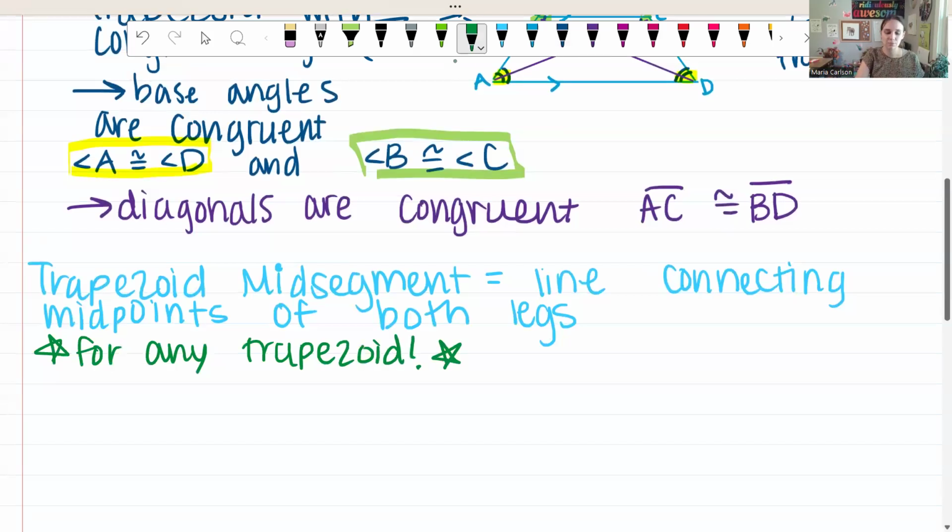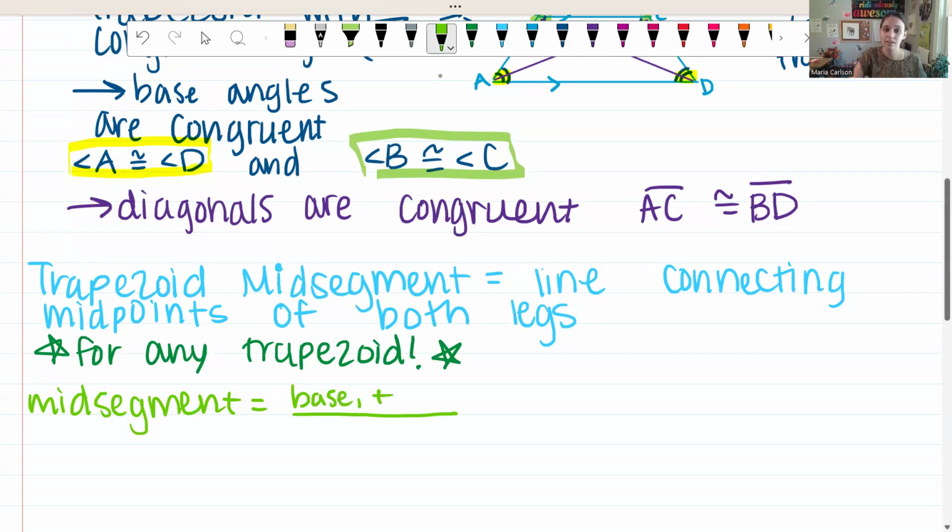And our general mid-segment formula, if I want to find the length of the mid-segment, I would take the length of base 1 and add on the length of my second base, base 2, and I would divide it by 2. So the length of your mid-segment is essentially half of the sum of your two bases.